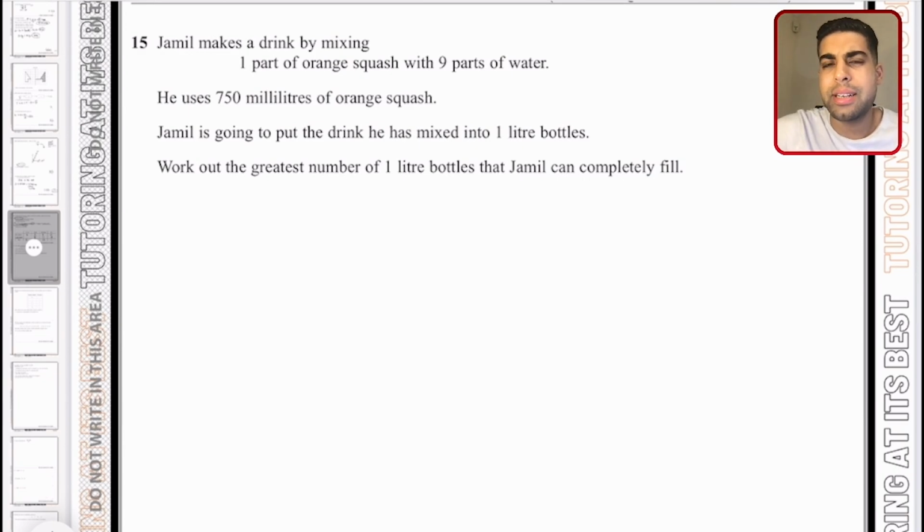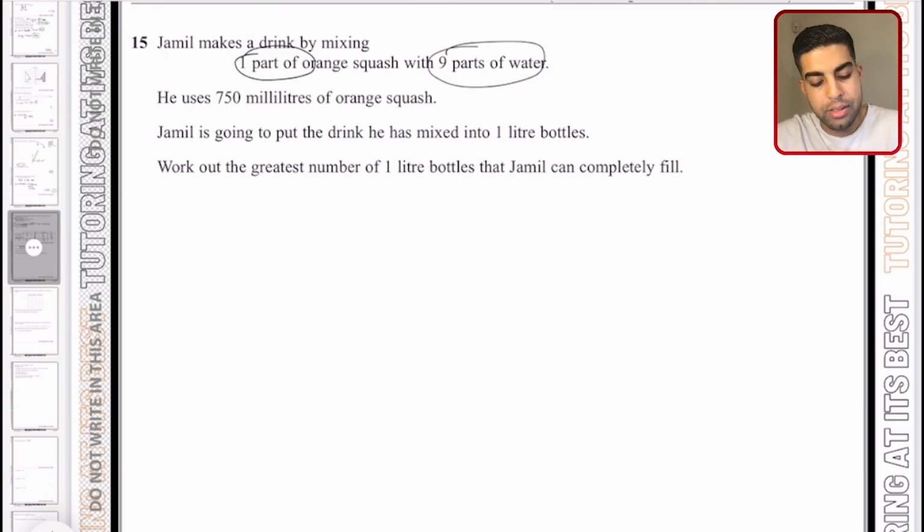Jamil makes a drink by mixing 1 part of orange squash with 9 parts of water. So again, this is a question based on ratio. So we've got 1 part of orange, 9 parts of water. So in total, we have 10 parts. And he uses 750 milliliters of orange squash. So we now know that 1 part equals 750 milliliters.